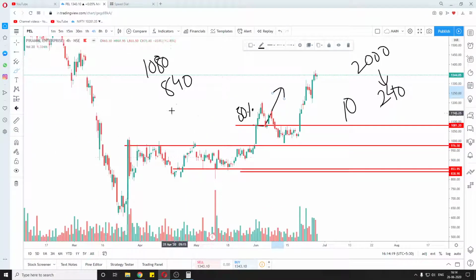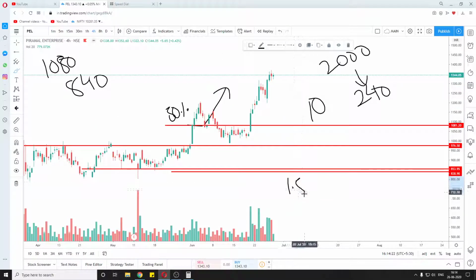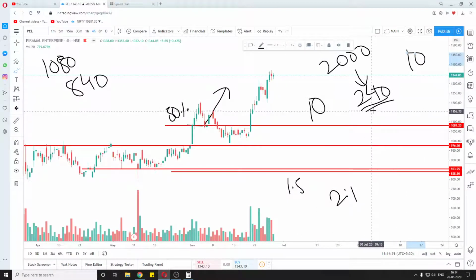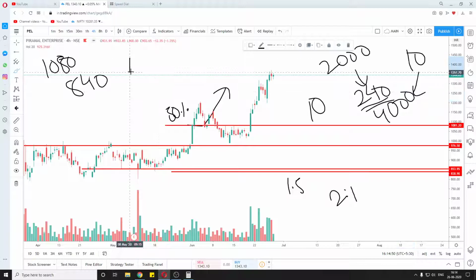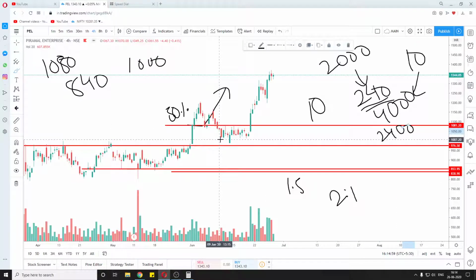Generally in positional trades we'll have around 1.5:1 or 2:1 trades, while in intraday we have 1:1 trades. So if we win, we're going to win more. Our stop loss is 240 rupees. We are trading 10 quantity, and let's say the price goes up by 400. So we make 400 into 10, that is 4,000 rupees in this trade, with capital of 1 lakh, and we are risking only 2,400 rupees for this trade. And this is the right way to do it.